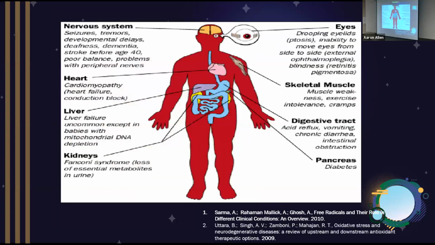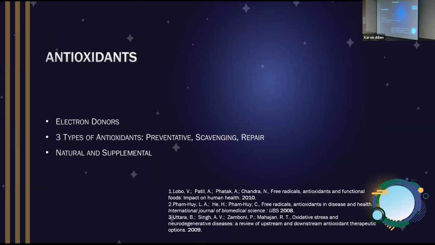As we can see in this chart, these are all the different things that free radicals can contribute to, such as disease. And it's not just limited to one part of the body. Your whole system is affected by free radicals. Luckily, your body has a natural defense system, known as antioxidants.